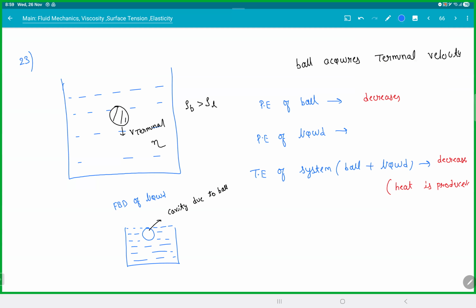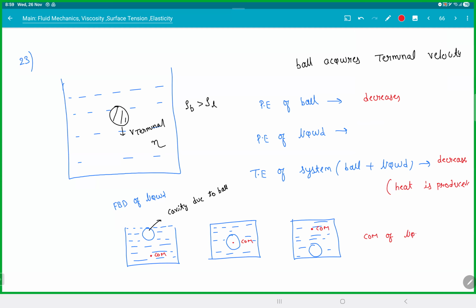Now, as the ball starts sinking, just look at the liquid. Liquid height will not change, but the cavity is going down. We can clearly see, even though the height of the liquid is not changing, initially the center of mass will be somewhere here. Now center of mass will be somewhere here. The liquid center of mass is going up. So potential energy in the liquid increases.